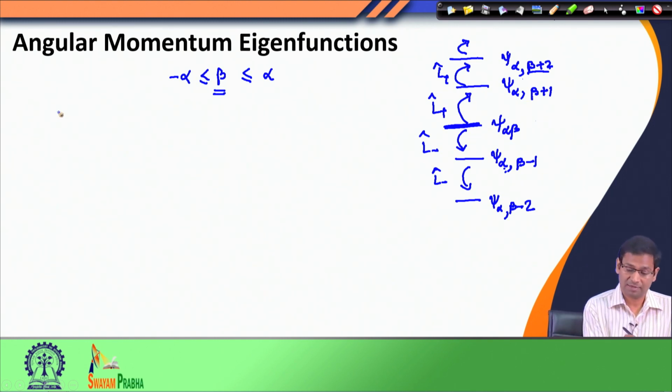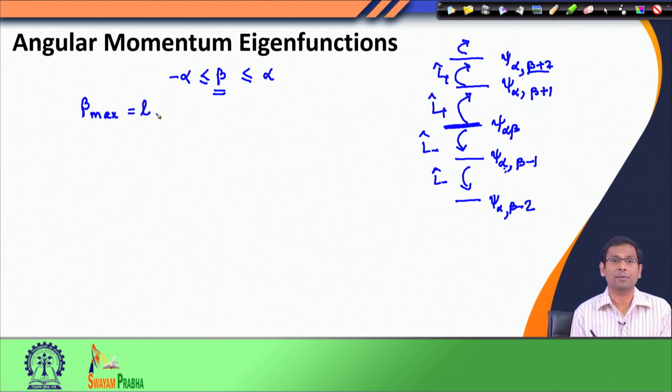Suppose we define the upper limit of beta as beta max, and let us give it a smaller name, L. The maximum value of beta is L.